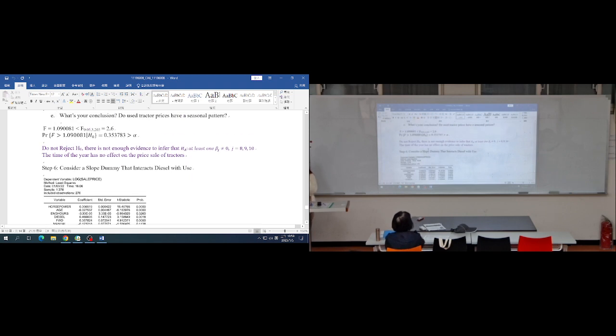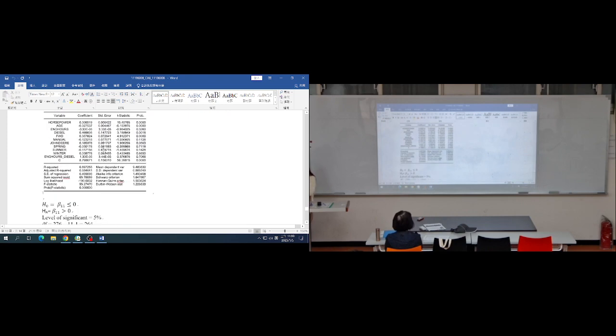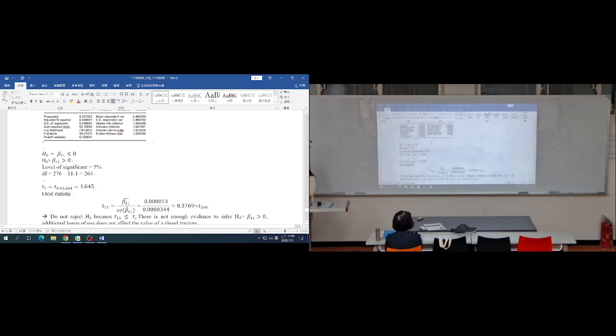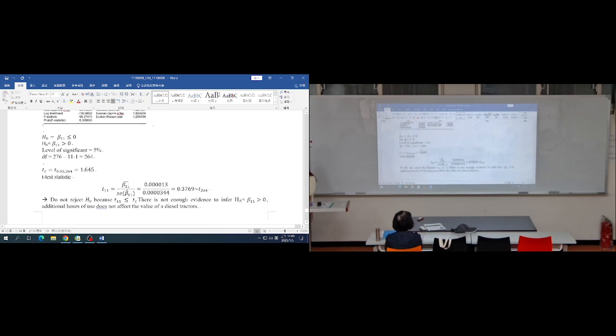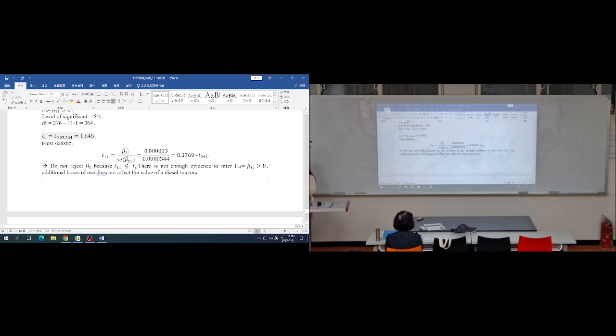The last one is step 6. We consider the slope dummy to interact with the self, and also do the t-test statistic. We do not reject, and then we conclude that there is not enough evidence to infer that an additional hour of use affects the value of the self. That's all.